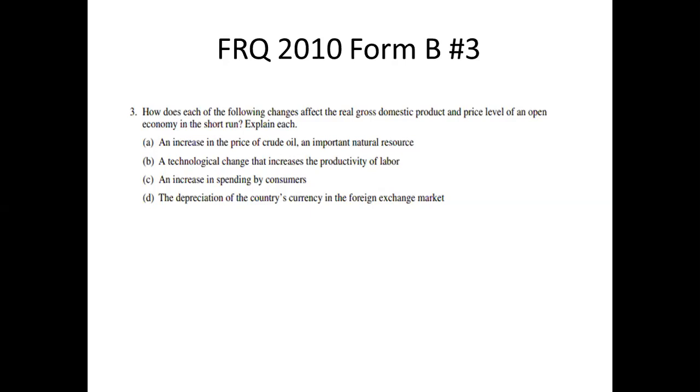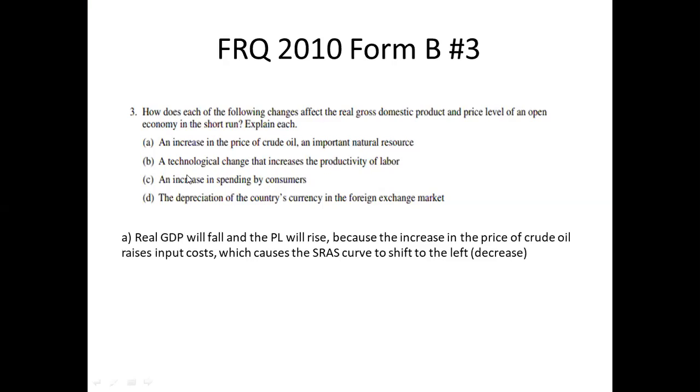An increase in the price of crude oil, an important natural resource. So you're going to break that down and say, okay, it's the price of a resource. Is that an aggregate demand shifter or an aggregate supply shifter? The answer is it's an aggregate supply shifter. So GDP is going to go down and price level is going to go up, because this increase is going to cause the short run aggregate supply curve to shift to the left.